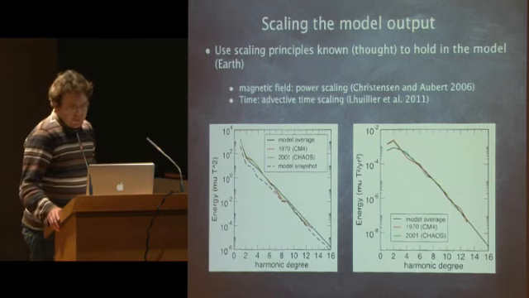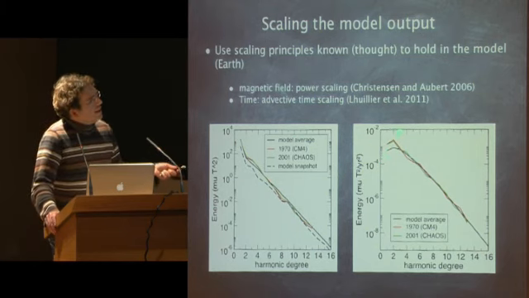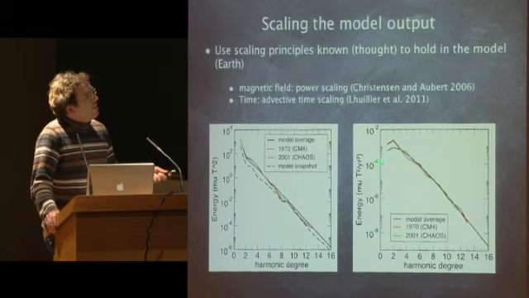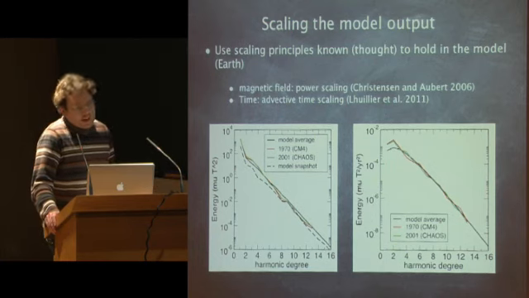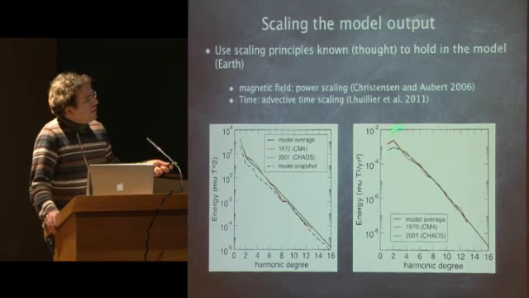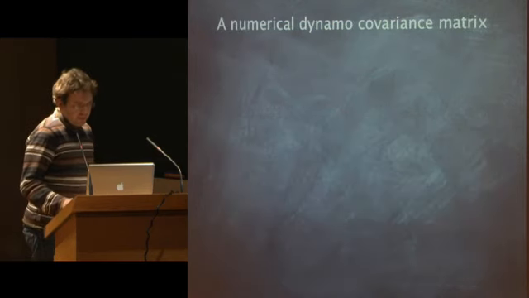For instance, here, the secular variation in the model tends to have less power in the small degrees, large scale, sorry, than the actual field, and we are going to come back to that later.